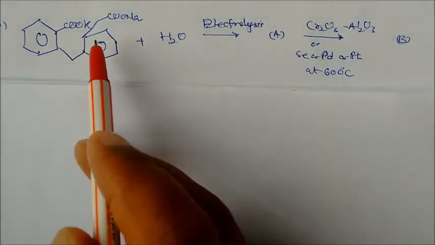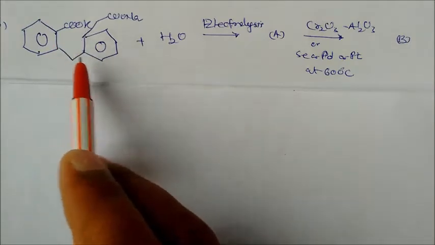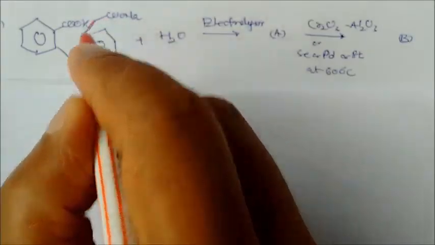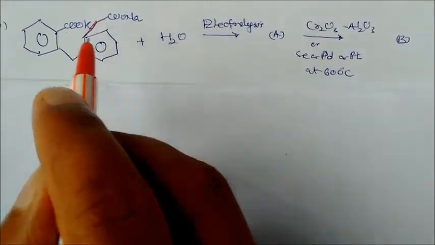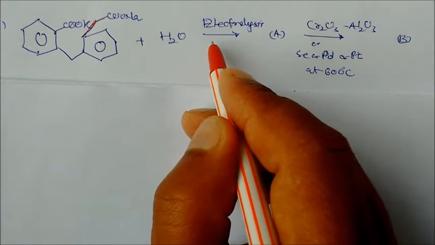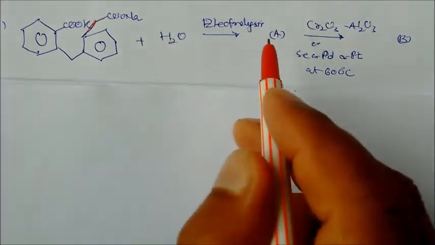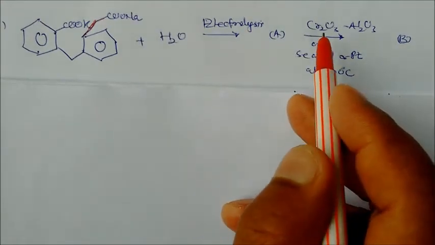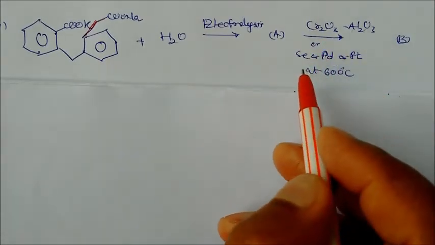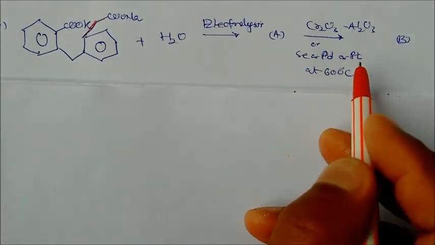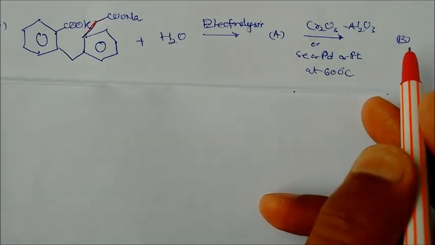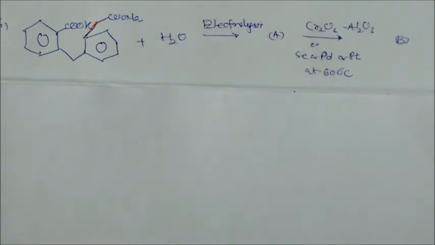So again two compound is there. This is the carbon, and again this is attached with the COONa and COOK. So in presence of electrolysis, or you can say in water, what will happen? A, and after that if you use Cr2O3, Al2O3, so this is a reagent, or you can use selenium or palladium or platinum. So at 600 degrees centigrade, you will get the product B. So let us see the mechanism.